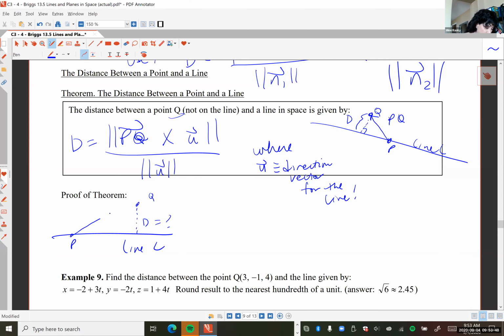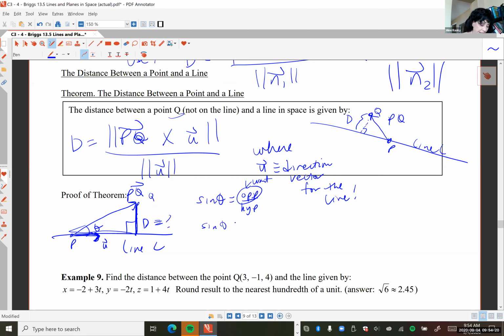Well, after you form this vector PQ, and let's say your U, that's just a direction vector on the line. I'll just put it right there. See how there's an angle between the direction vector and the PQ? So if I use this triangle here, which happens to be a right triangle, and use my SOHCAHTOA, sine theta is opposite over hypotenuse. I hope you see that the opposite side length is in fact the length of the distance that we want.